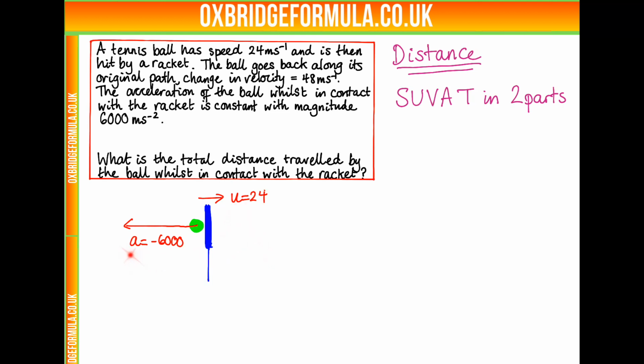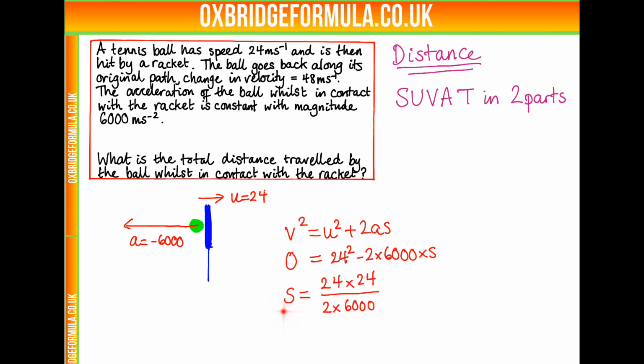So we have u and we have a, and we're trying to calculate displacement. So there's no obvious choice for time, but we do know, as we're splitting it into two parts, that we're slowing it down to 0 first. So we have v squared equals u squared plus 2as, and then we can use v equals 0 in this equation. So 0 equals 24 squared minus 2 times 6,000 for the acceleration times s, and then rearranging this, we get s equals 24 times 24 over 2 times 6,000.